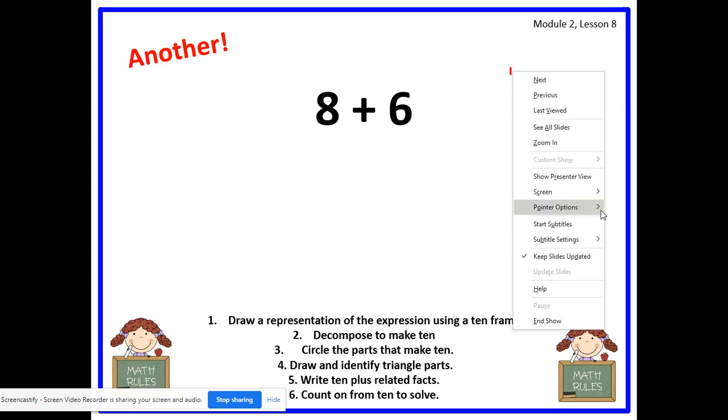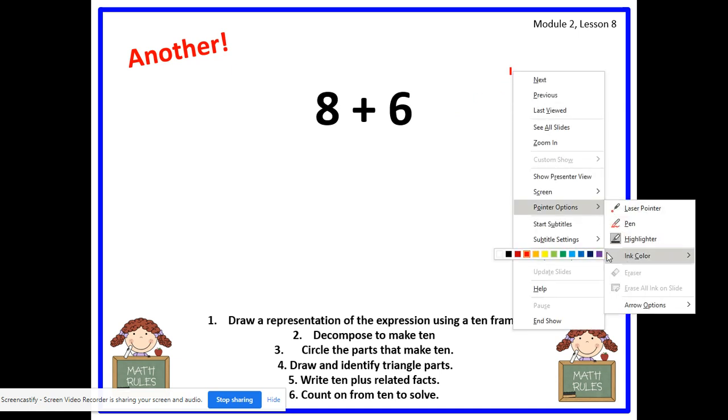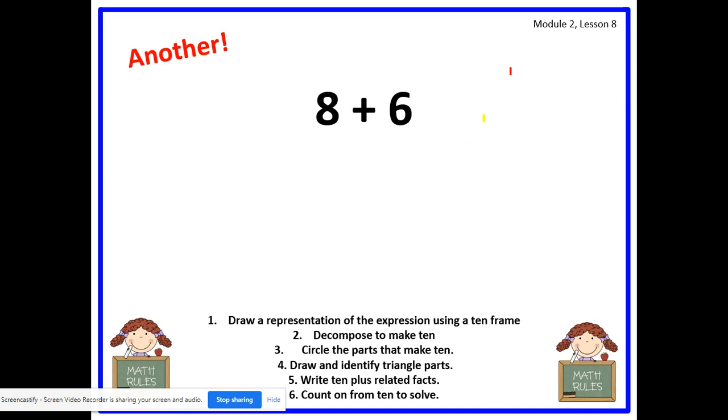At this point, you should have drawn a picture. Let me go ahead and draw my picture and let's make sure you were correct. If there was something wrong, make sure to fix it. So we're going to draw 8. 1, 2, 3, 4, 5, 6, 7, 8.